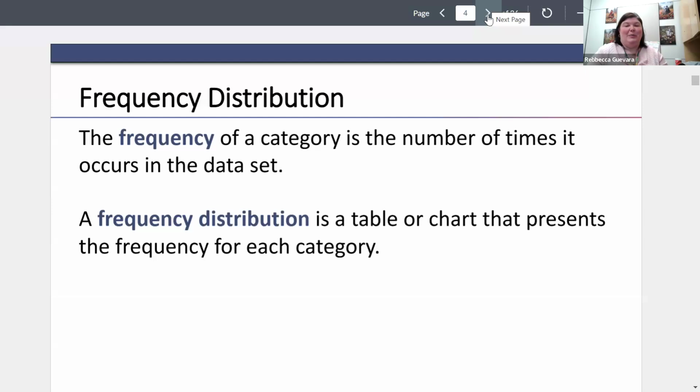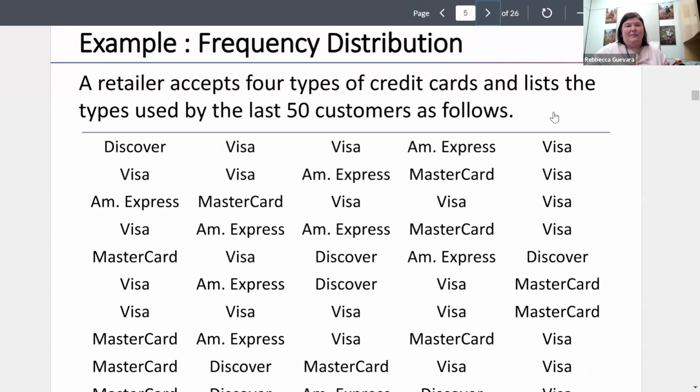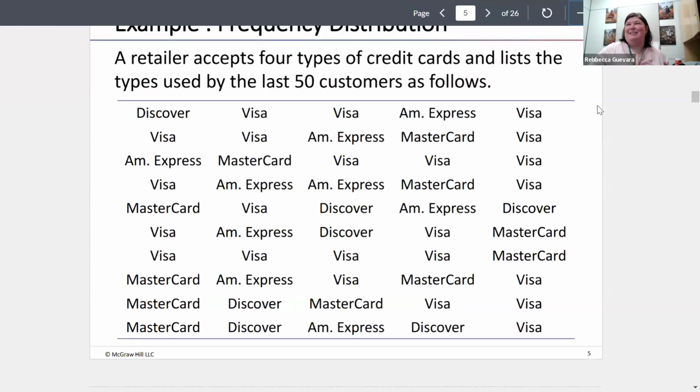A frequency distribution is a table or chart that represents the frequency of each category. So you'd have how many people said cat, how many people said dog, how many people said they had a rabbit, those kinds of things. So, a retailer accepts 4 types of credit cards and lists the types used by its last 50 customers.